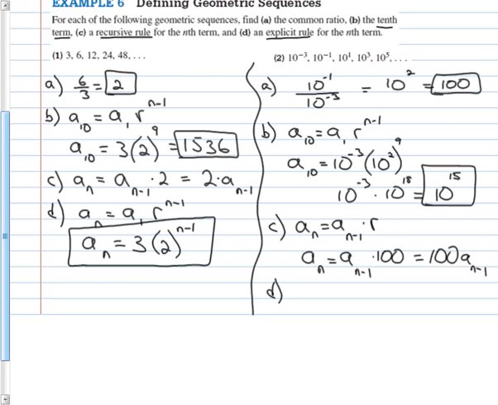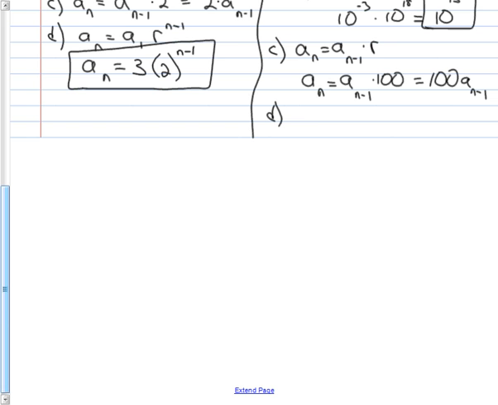And then they want the explicit rule. So if I'm doing the explicit rule, it's this thing: a sub 1 times r to the n minus 1. So to get any term, I take the first term, 10 to the -3rd, times my common ratio, I'm going to call it 10 squared, raised to the n minus 1 power. I can simplify that because of exponents raised to exponents. A sub n equals 10 to the -3rd times 10 to the, I need to multiply, 2n minus 2.